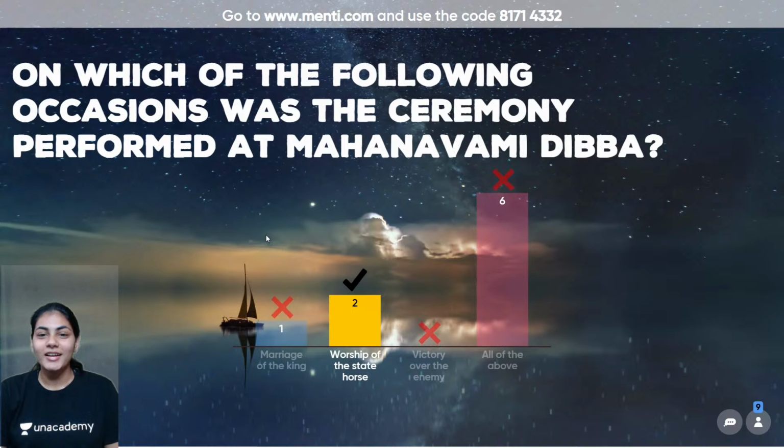Okay. It's not all of the above, guys. For some reason, most of y'all gave it all of the above, but it's not. The actual answer is worship of the state horse, right? It's clearly written in your textbook under the Mahanavami Dibba portion. So I urge y'all to go back to the textbook and read it properly.